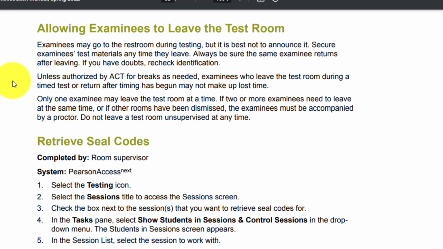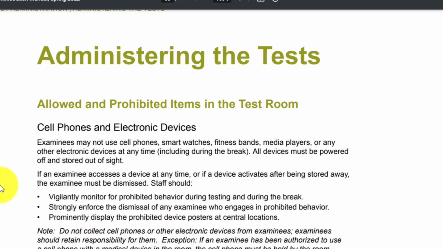All right, so again, unless authorized by ACT for breaks as needed, examinees who leave the test room during a timed test or return after timing has begun may not make up lost time. All right, so that's going to conclude the section on administering the test.